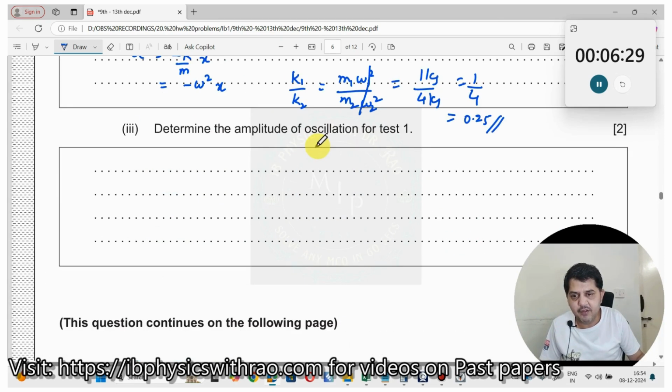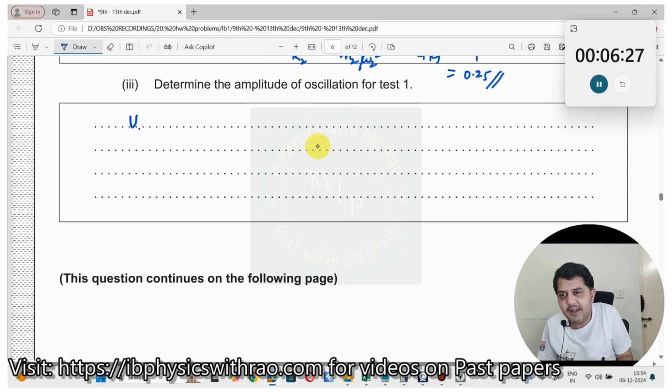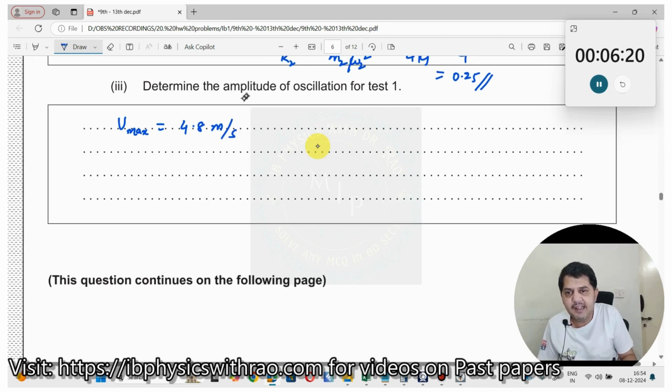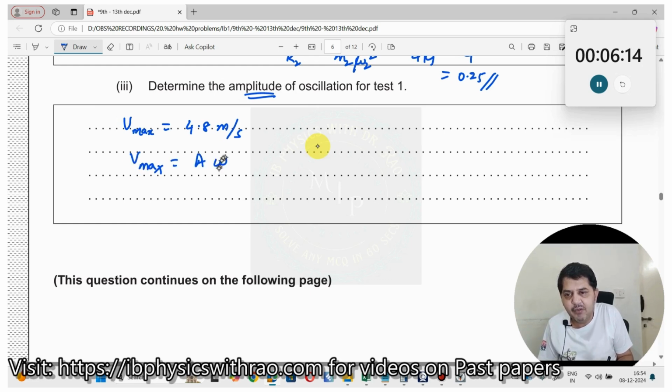Okay, let us go back to this. So from the graph, we have Vmax for test 1 equal to 4.8 meters per second. Now what is he asking? Amplitude. How do you find amplitude? We know that Vmax is equal to amplitude times omega, right?